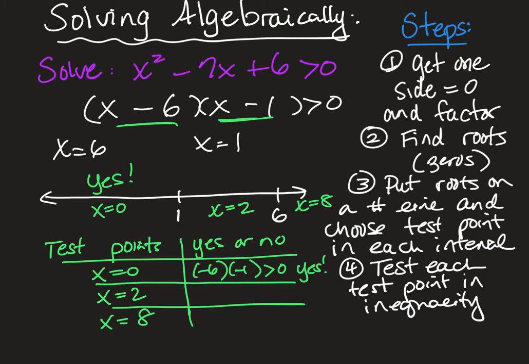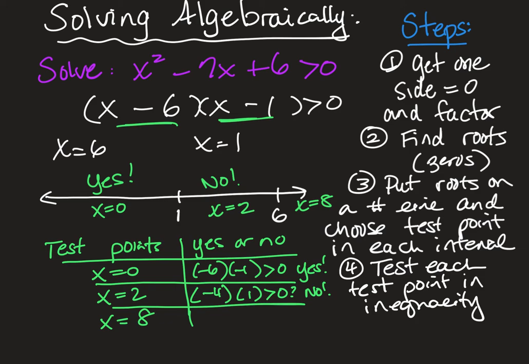So what that means is that 0 is a yes region, meaning it's a true. Okay, so I know that part of my solution is from negative infinity to 1. Let's see if it works when we plug in 2 and 8. If I plug in 2 into my factored form and do minus 6, I get a negative 4. And then 2 minus 1, I get a 1. And I'm asking myself, is that greater than 0? That's what we're trying to figure out. If I multiply that, I get a negative. So a negative is not greater than 0, so this is a no. That region's not in my solution.